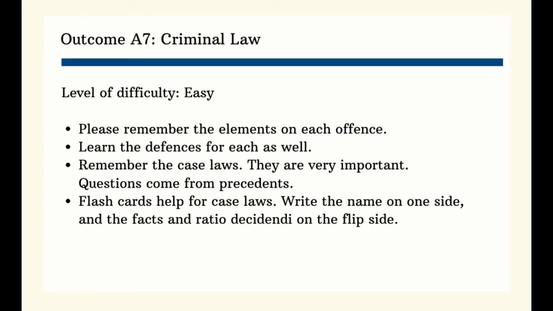Outcome A7, criminal law. Again, an easy one. It's actually not as easy as contracts and torts, but similar to them, you have to have all the basics in place, like actus reus, mens rea, the chain of causation and what causes it to break, etc. The tips on this one are learn the defenses and learn the case laws. The different cases behind burden of proof and various principles behind criminal law would be very, very important. And also learn the elements behind each offense, which is very important.